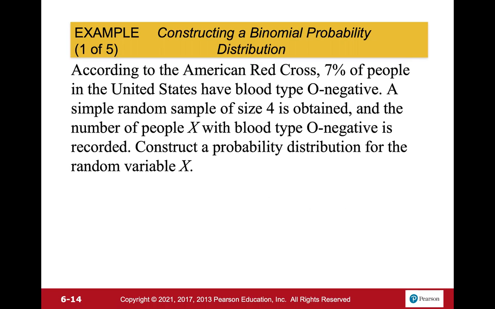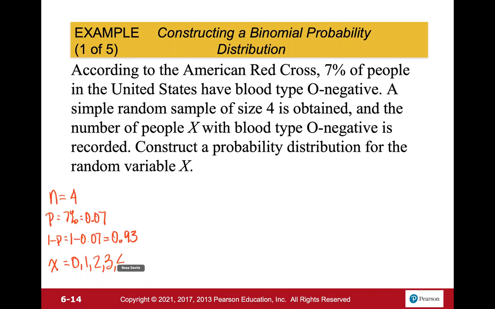So let's write some of this down. We have n, p, 1 minus p, and X. The probability of success is 7%, and if we divide that number by 100, we end up with 0.07. 1 minus p is 1 minus 0.07, which gives us 0.93. And the simple random sample is of size 4, so n is equal to 4. X is going to take on all the possible values: we could have 0 people who are O negative, 1 person, 2 people, 3 people, or 4 people who are O negative.